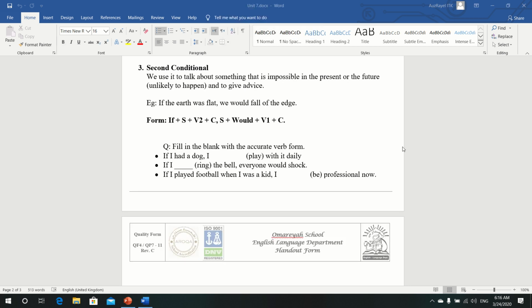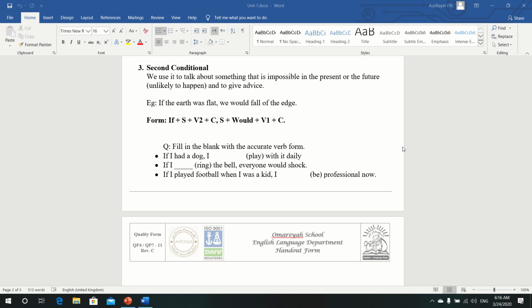So now we will be taking the second conditional. We use the second conditional to talk about something that is impossible in the present or the future or unlikely to happen. Okay, it's not like 100% impossible, but it is unlikely to happen, let's say, and to give advice as well. When you want to give advice to someone, you use the second conditional, and when you are talking about something that is unlikely to happen, you use the second conditional.